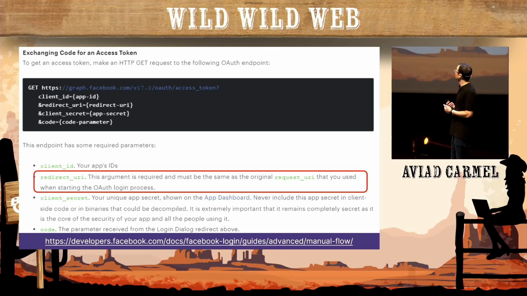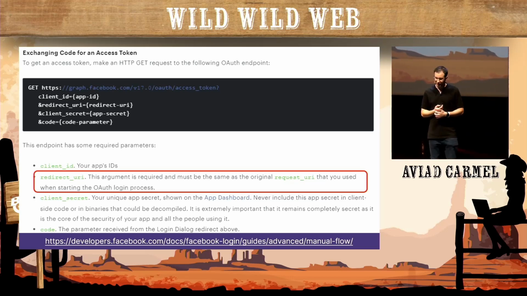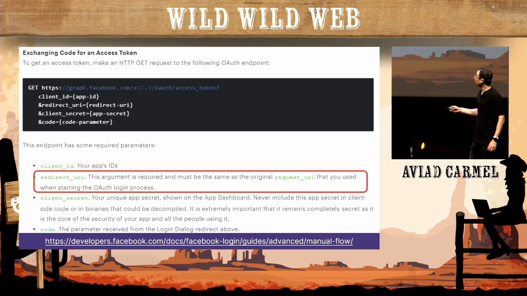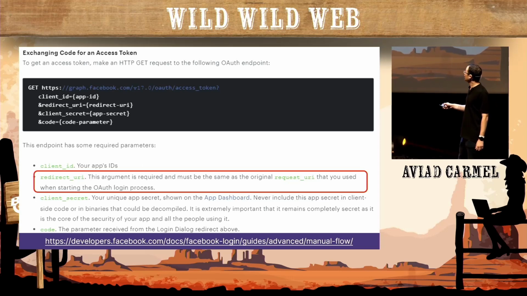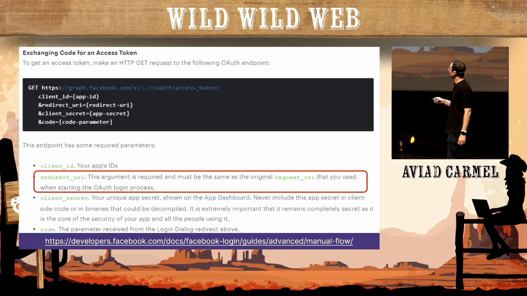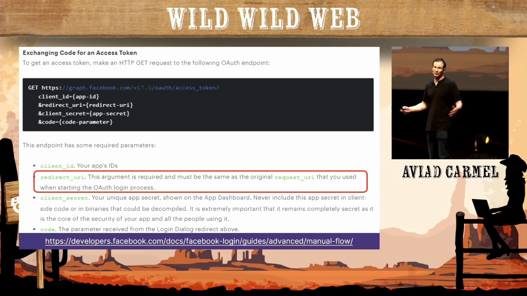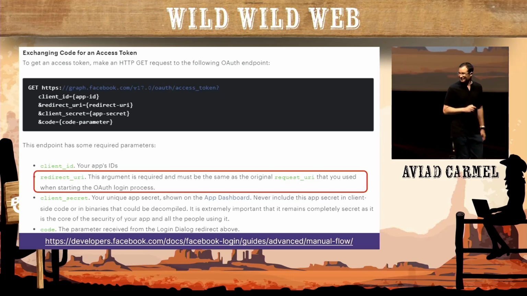Now, this is from the documentation at Facebook. When you exchange a code for an access token, there are several parameters, and one of them is the redirect URI. Facebook says that it must be the same as the original request URI that you used when starting the OAuth login process.